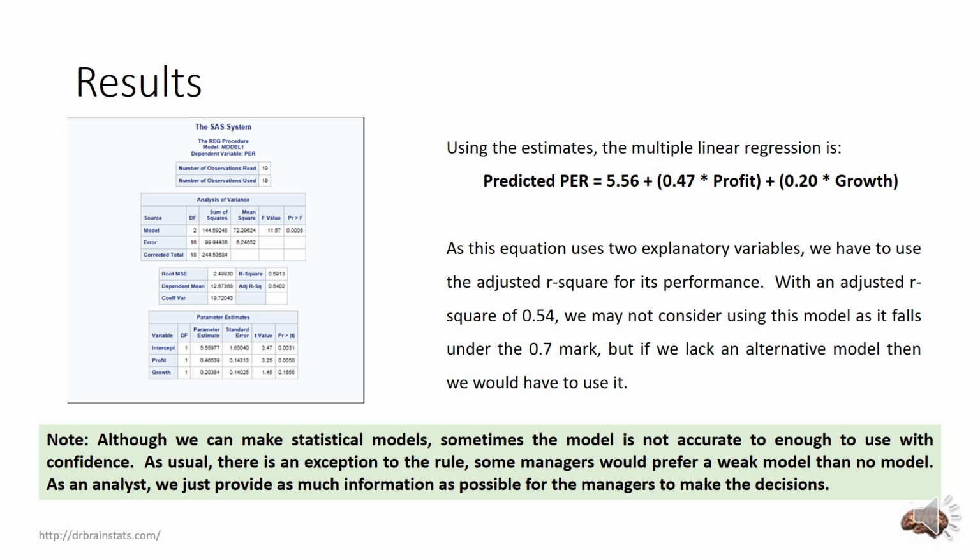And these are our results. Using the estimates, the multiple linear regression equation is predicted PER = 5.56, which is the intercept, plus 0.47 times profit plus 0.2 times growth. As this equation uses two explanatory variables, we have to use the adjusted R square for its performance. With an adjusted R square of 0.54, we may consider not using this model as it falls under the 0.7 mark. But if we lack an alternative model, then we'd have to use it.